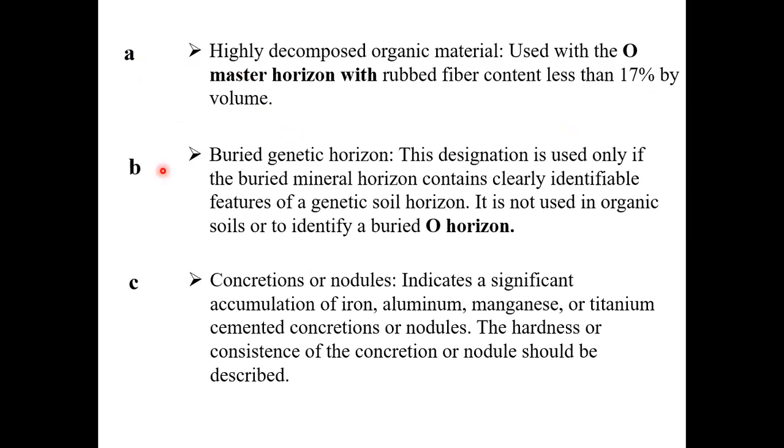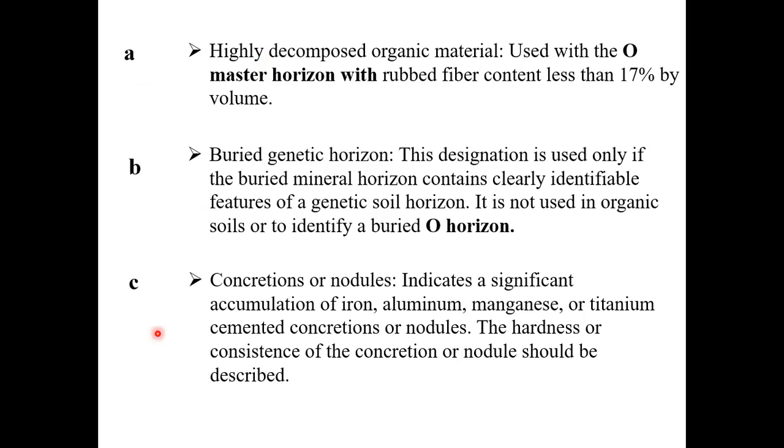Remember that. And b means buried genetic origin. Buried genetic origin means some genetic materials that are sometimes buried. Mostly these are not used in the organic O horizon, but here you can. But this a will be used in organic.